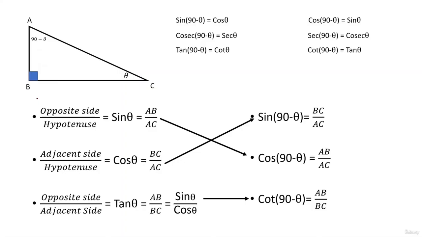Now, before going on further, complementary angles are those angles which add up to give you 90 degrees. We learned this earlier, when we started with the types of angles. So we go on further now.